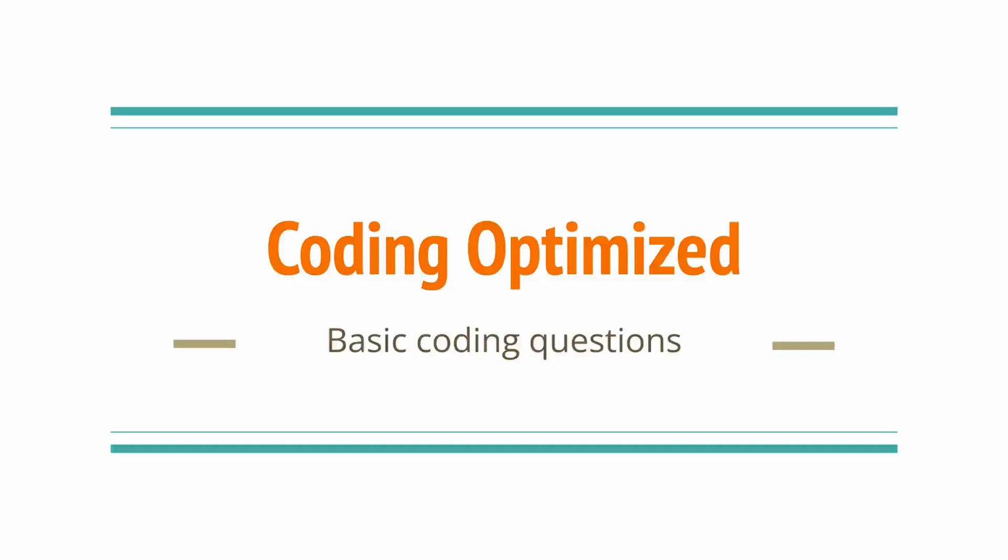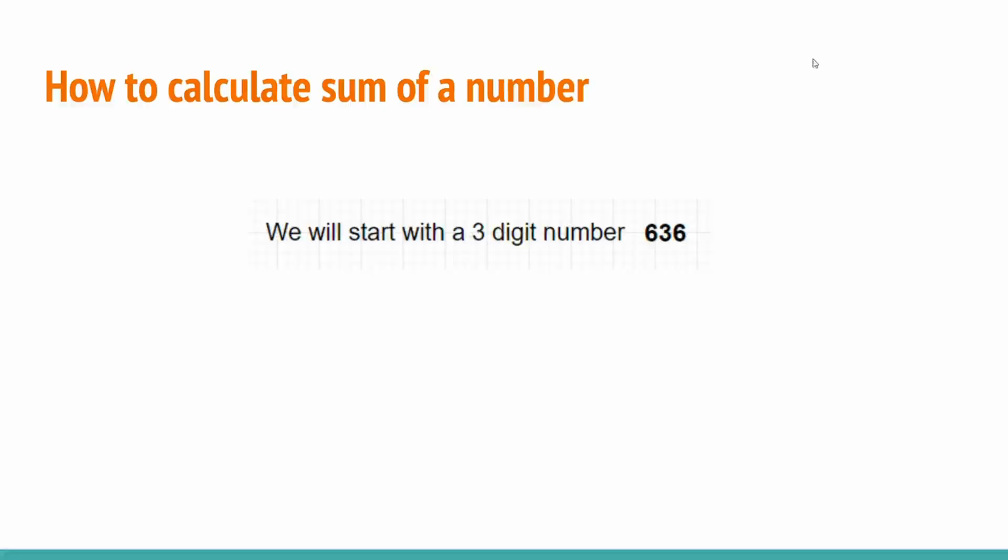In this video, we are going to discuss basic coding questions which are often put up in the initial rounds of any coding interview. In this video, we are going to discuss how to calculate the sum of a number. We'll start by taking a 3-digit number and we are going to add it up and find the sum of it.